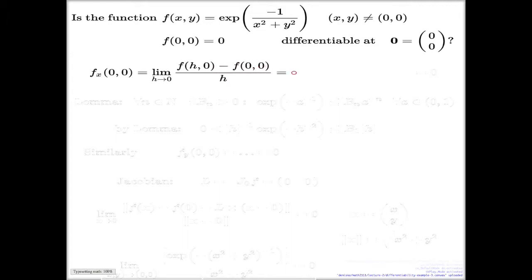Start with partial derivatives again. And this time I cannot do the shortcut from my second example, because the function is defined in two clauses. At the origin it is 0, outside the origin it's some formula. So we need to go by definition. We need to go by this line.